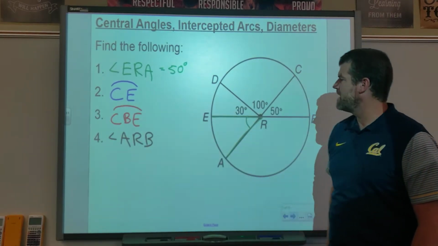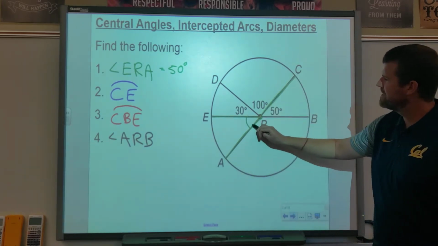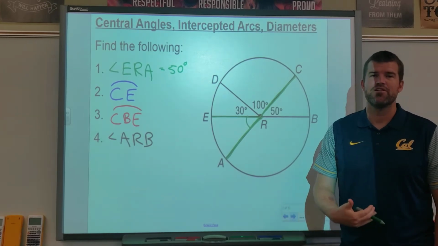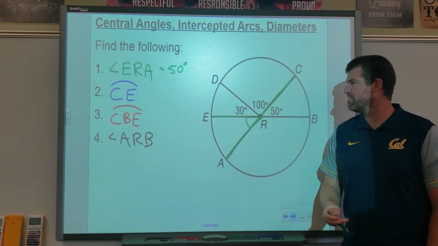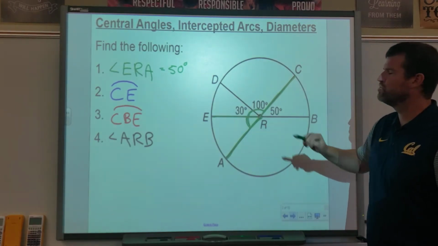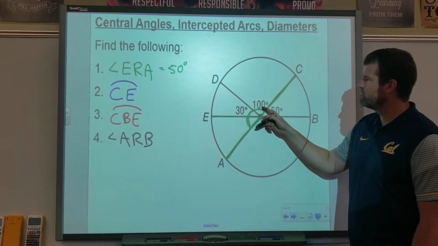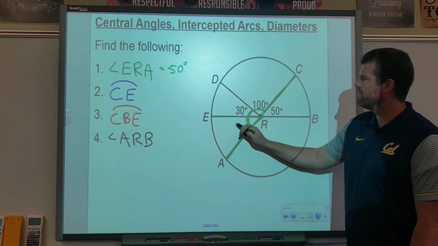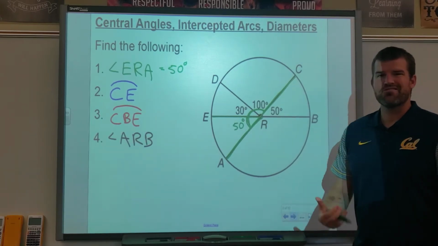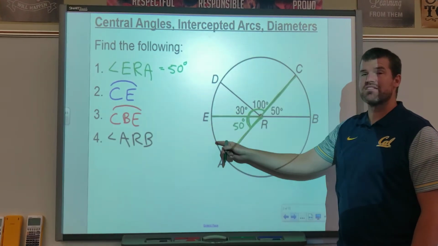Or I might notice that this segment is a diameter, and a diameter will cut the circle in half, which means it'll be 180 degrees. So I know that these three angles have to add up to 180. So if I take 180 and subtract 100, and then subtract 30, that leaves me with 50 degrees left over. So again, we could use the straight line, or we could use the idea of the semicircle, right?